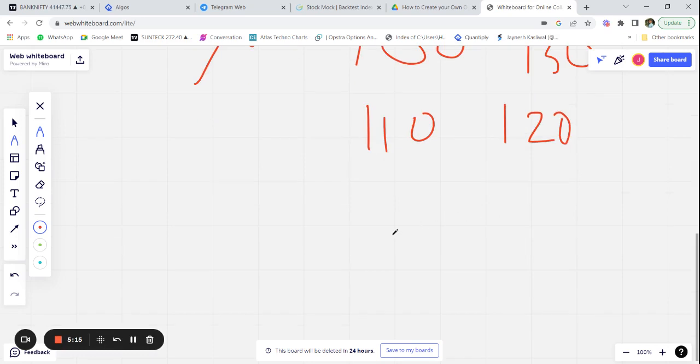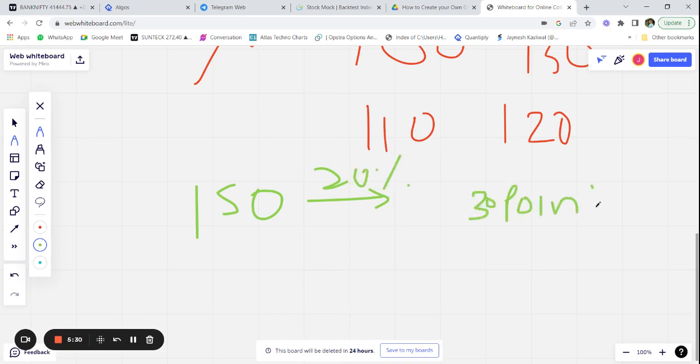So let's take an example. If the premium that is selected is 150, in that case how much percentage is it going to wait for the percentage increase? Basically 20%, and in this case it is 30 points. So points are going to change based upon the premium percentages.